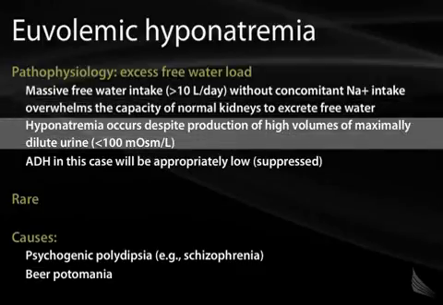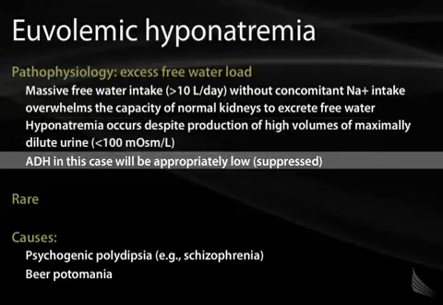The important thing to recognize, again, this will show up on the Step 1 exam, is that the difference between excess free water intake leading to hyponatremia and SIADH is the urine osmolality. In increased free water intake, the urine is appropriately dilute. The ADH axis is appropriately suppressed, and so urine osmolality will be very low, in fact maximally low, to less than 100 milliosmoles per liter.